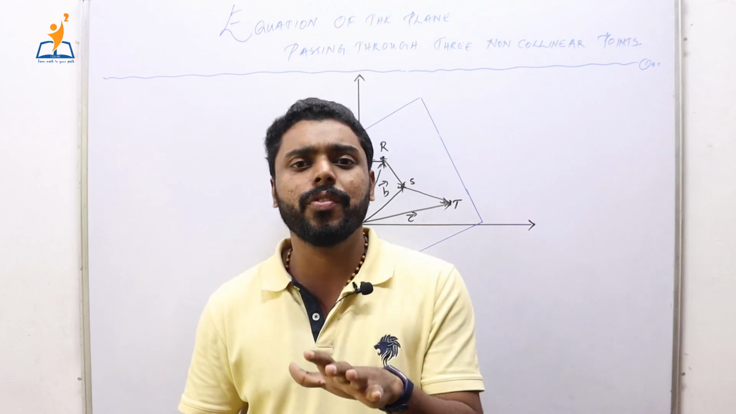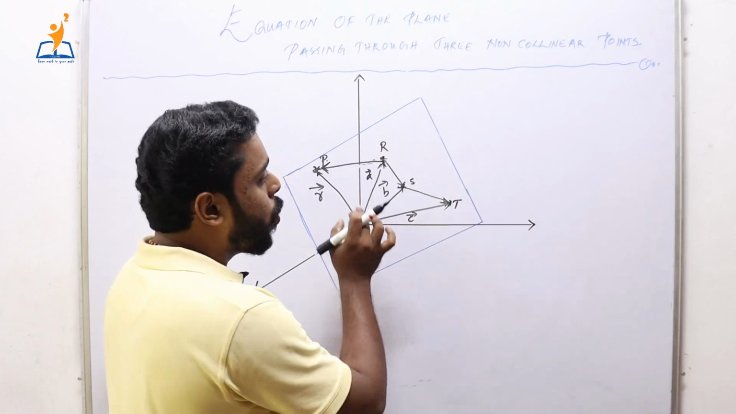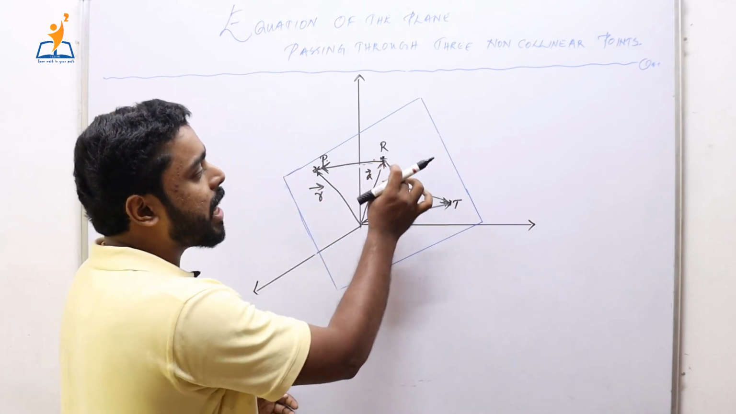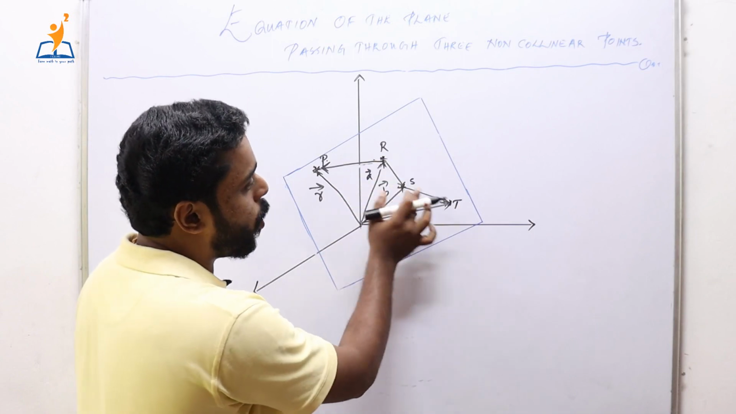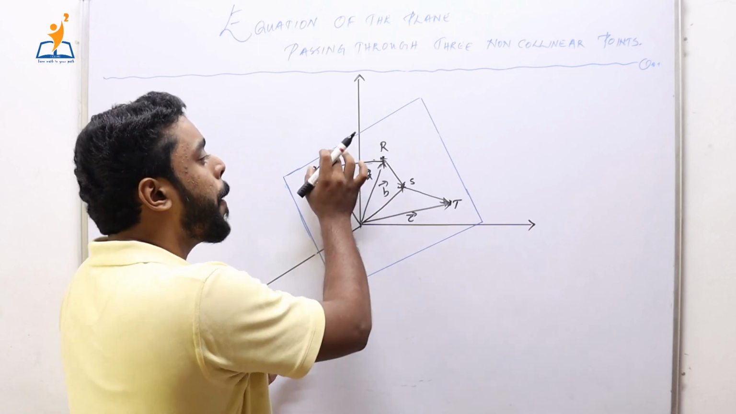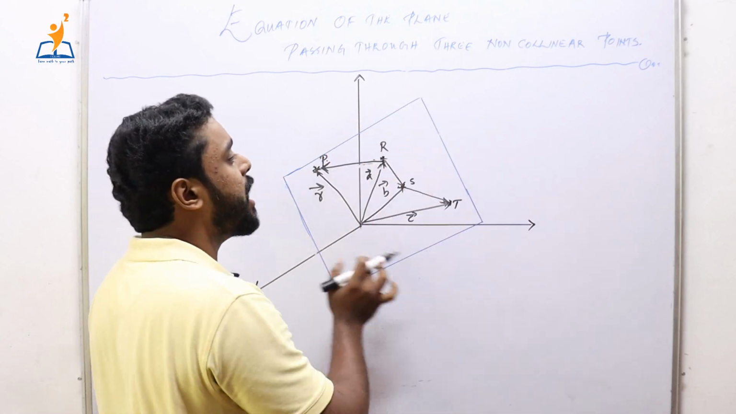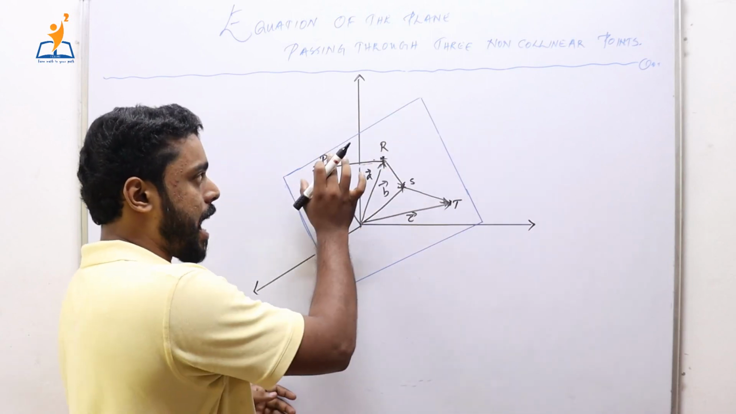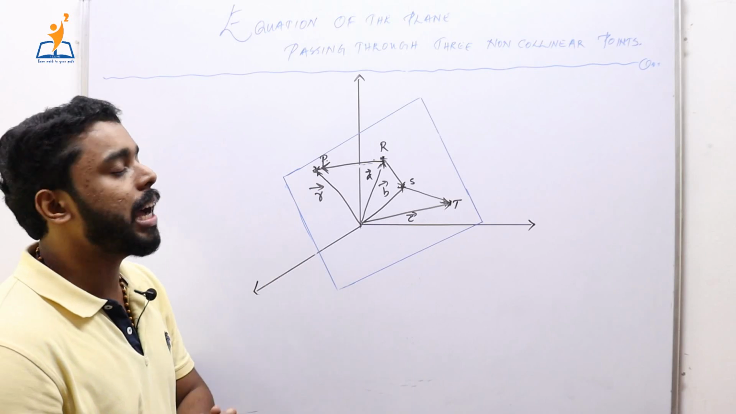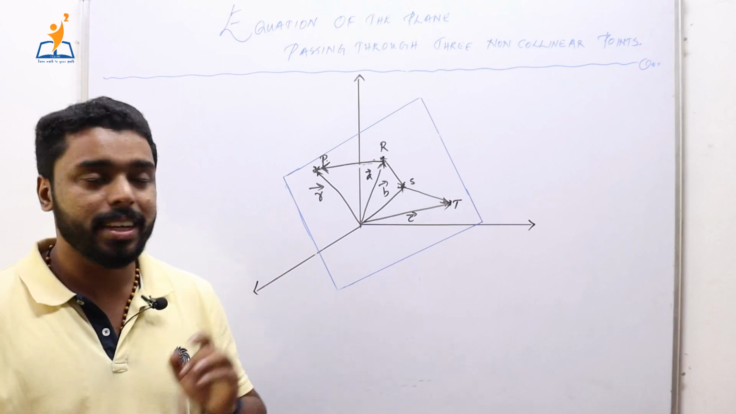So here we are provided with three non-collinear points, say R, S and T, whose position vectors are A, B and C respectively. You can observe here R, S, T are three non-collinear points since they don't lie on a single line. A, B, C are the respective position vectors, and also note that P is an arbitrary point on the plane. It can be anywhere around this plane, with coordinates x, y, z. Those are variables. And the position vector of P is vector r. Now we are going to derive the vector equation of this plane.